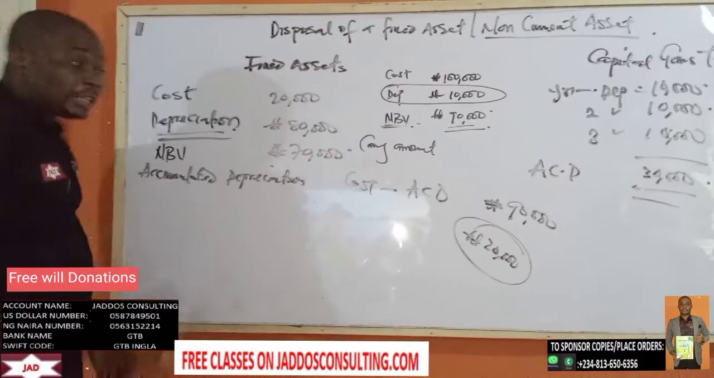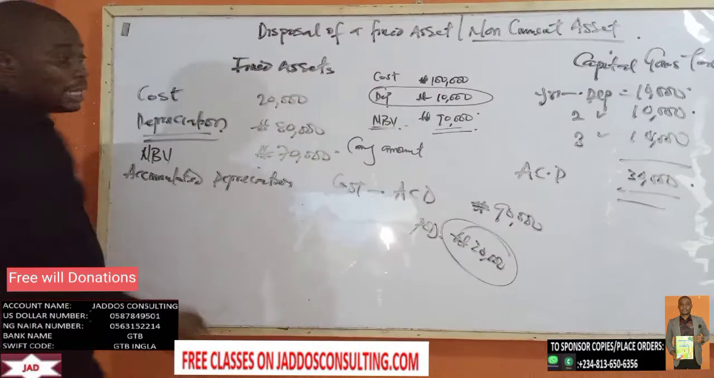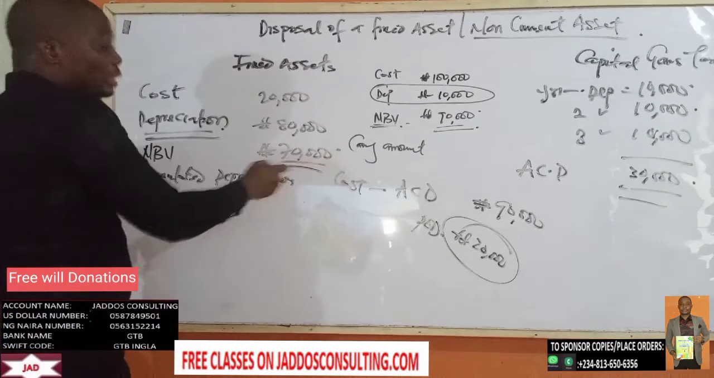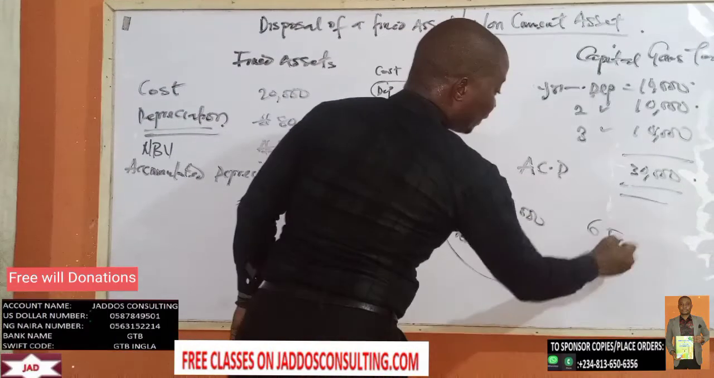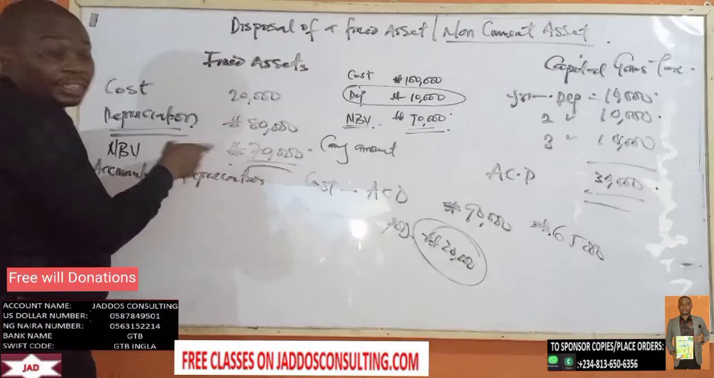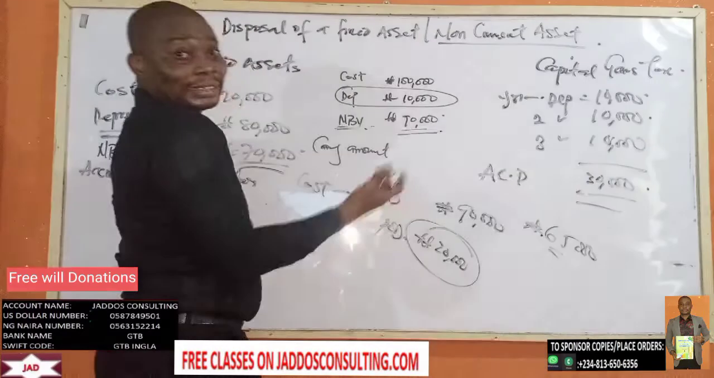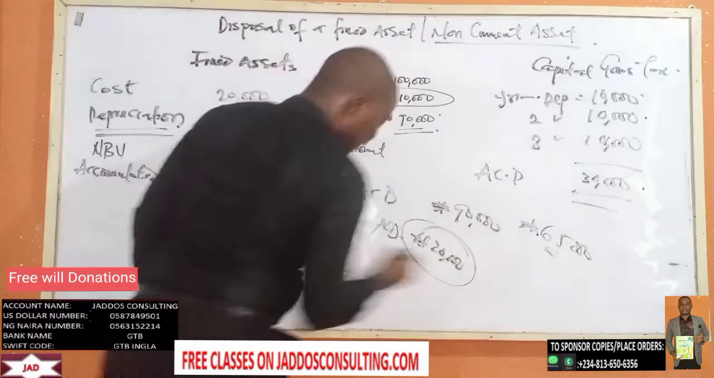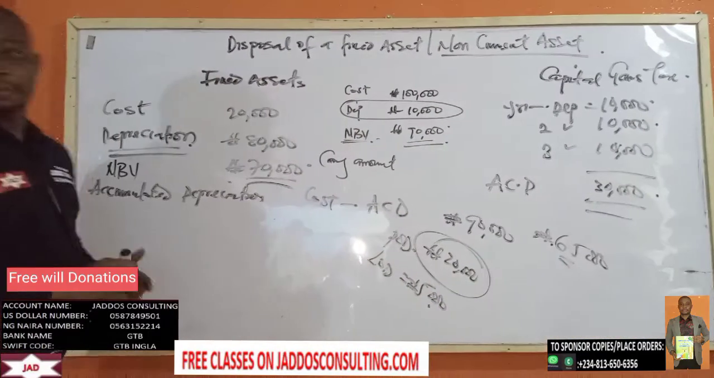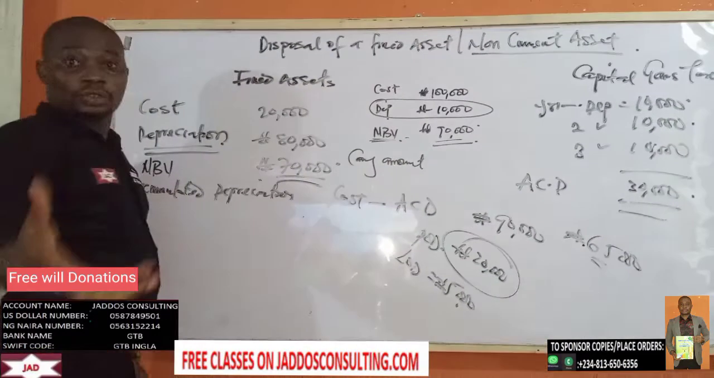We have profit on disposal. But it's also possible that you sell below the carrying amount at the end of year 3. At the end of year 3, you're still having 70,000. Let's assume you now sold it at 65,000 naira. That means the net book value at the end of year 3 is higher than the selling price, or the disposal value, or the sales proceeds. So there's a loss on disposal of 5,000 naira.